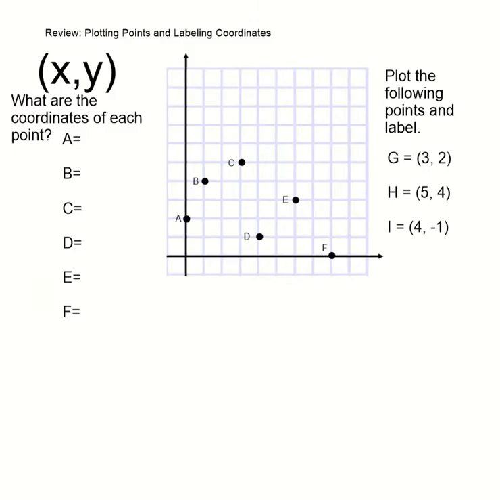Alright, so first off we just have to review plotting and labeling coordinates. So we're going to find the coordinates of A, B, C, D, E, and F. Here is my A point right there. Remember, X is the horizontal, Y is the vertical values. It has no horizontal value, so give it a 0. And then we look at how high up it is. It's 2 up, so that's my Y value.